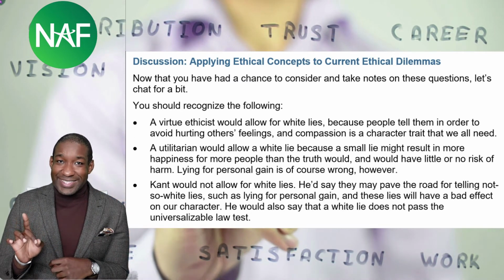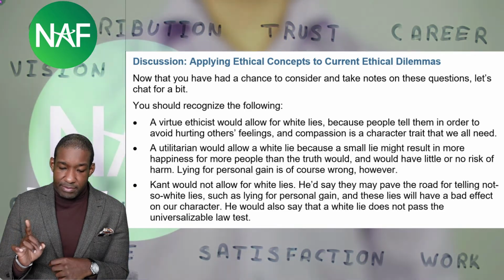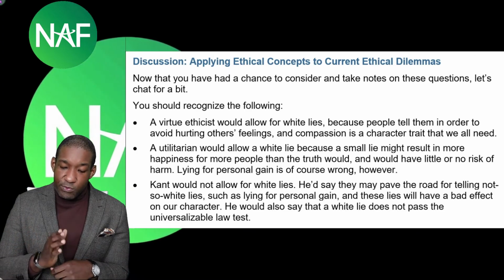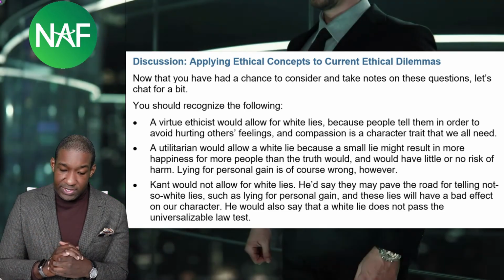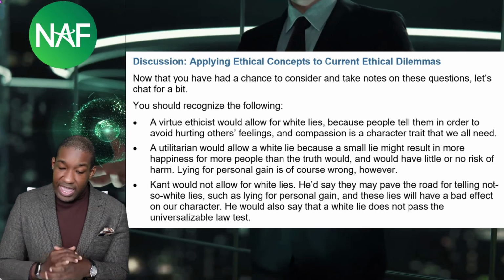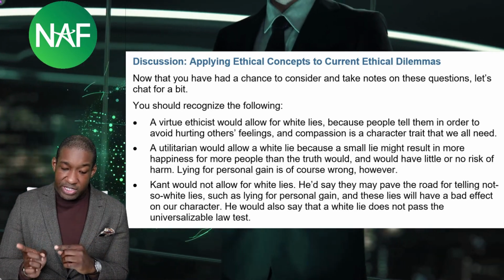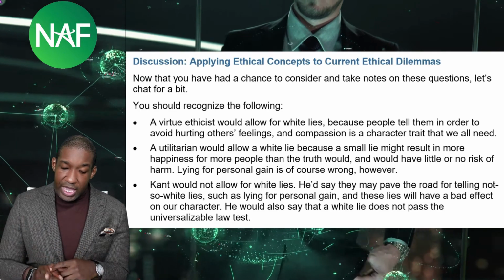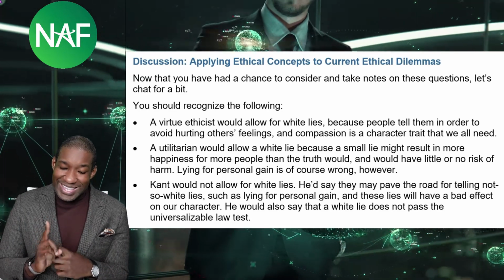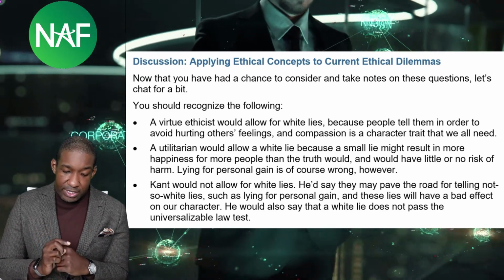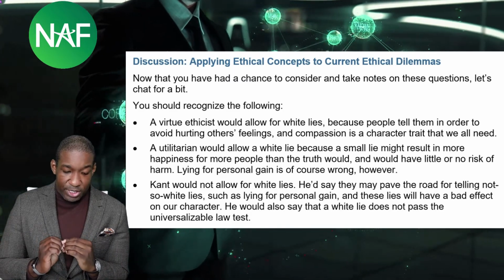Lying for personal gain is, of course, wrong, however. Kant would not allow for white lies. He'd say they may pave the road for telling not so white lies, such as lying for personal gain, and these lies will have a bad effect on our character. He would also say that a white lie does not pass the universalizable law test.